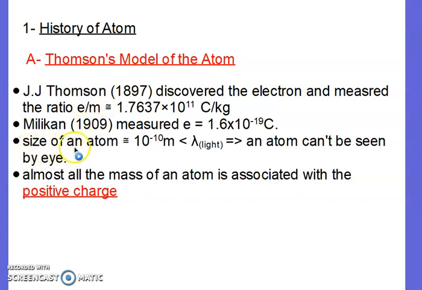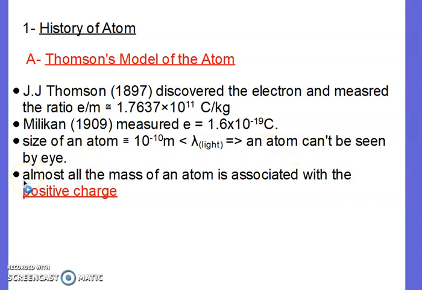Also, the size of an atom, meaning diameter, is about 10 to the minus 10 meter, which is less than the wavelength of light, which is about 10 to the minus 7 meter. So the size of the atom is smaller than the wavelength of light. That's why you cannot see the atom by your naked eye. Right? Because the size of the atom is smaller than the wavelength used to see this atom by your eye. So you cannot see the atom.